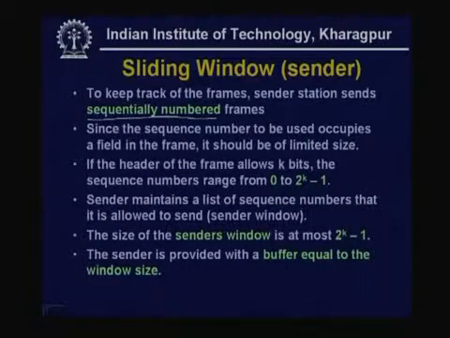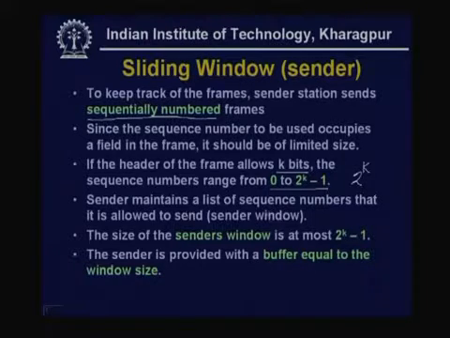That sequence number has to be embedded, as one of the fields of the frame, and obviously the number of bits used for representing the sequence number will be an overhead, and that is why there is some restriction on the number of bits that can be used. If the header of the frame allows k bits, then the sequence numbers range from 0 to 2 to the power k. That means, there is a possibility of having 2 to the power k numbers with k bits.